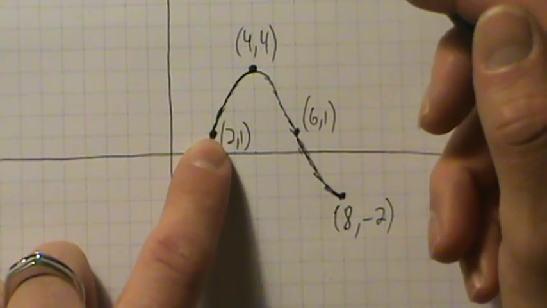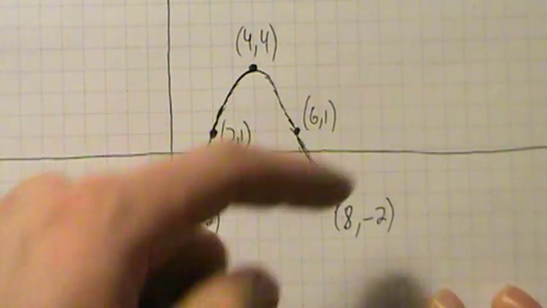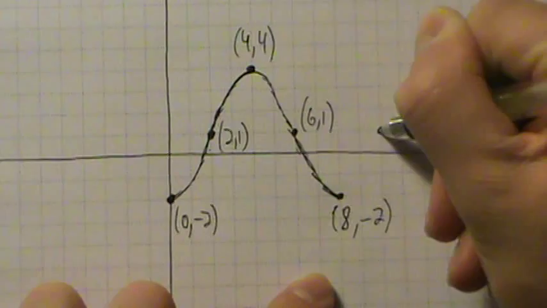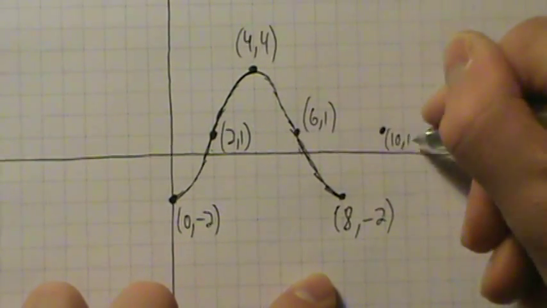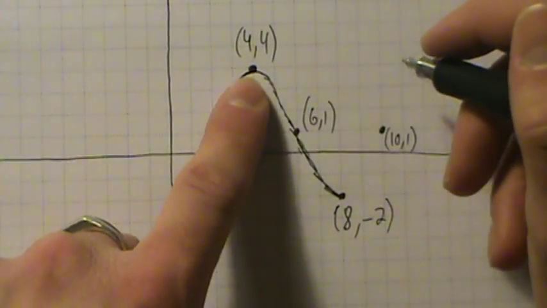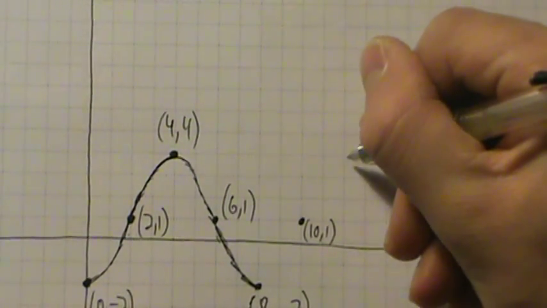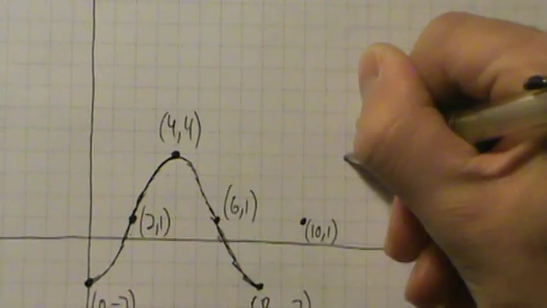So 2 comma 1, if we go 8 units to the right, where are we? We're going to be at 10 comma 1, which is right here. Okay, so this is 10 comma 1. If we are at 4 comma 4, go 8 units to the right, where are we? We're at 12 comma 4.